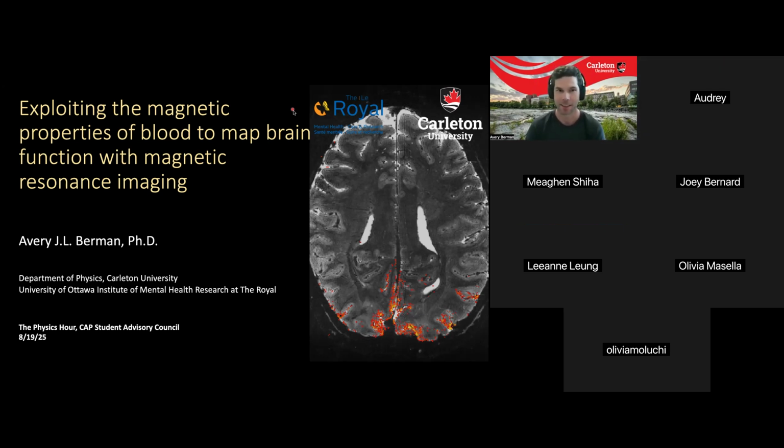Yeah, so today the title of my talk is Exploiting the Magnetic Properties of Blood to Map Brain Function with Magnetic Resonance Imaging, or MRI. So kind of a mouthful of a title at least, but hopefully you'll find that there's some nice lighthearted elements throughout the talk, giving you a bit of an introductory overview of how physics plays a role in medical imaging, and specifically my area of research, which is MRI and functional MRI.